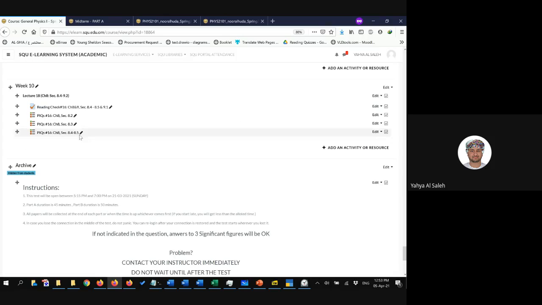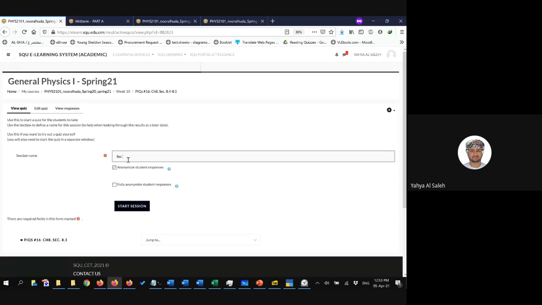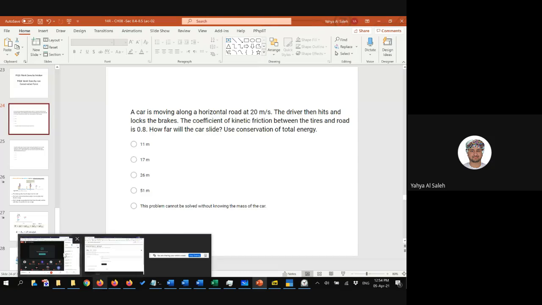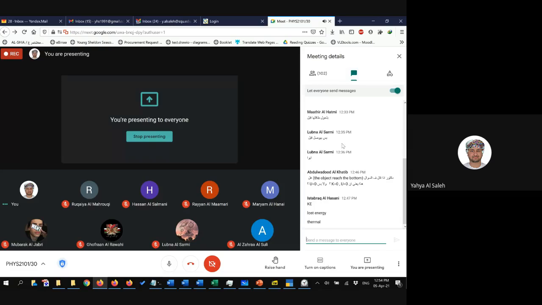Okay. Let's take a look at the PIQs for sections 8.4 to 8.5. Actually, let's just do it on Google. Okay. A car is moving along a horizontal road at 20 meters per second. The driver then hits and locks the brakes. The coefficient of kinetic friction between the tires and the road is 0.8. How far will the car slide? Use conservation of energy. Find it out.